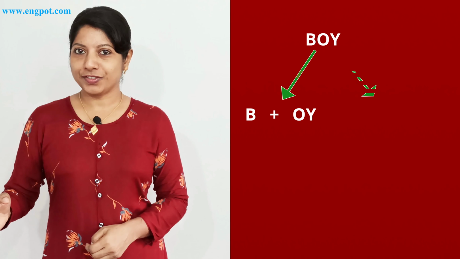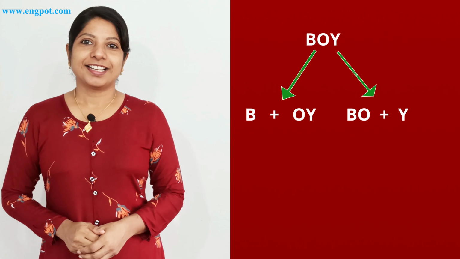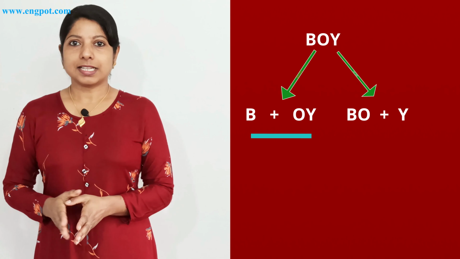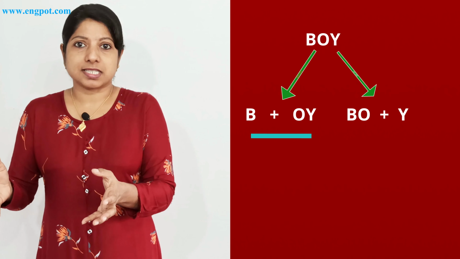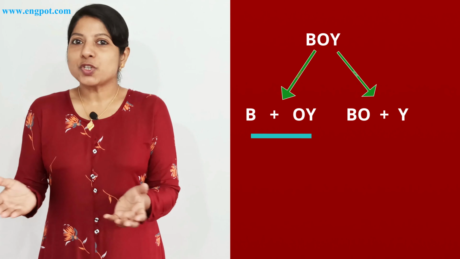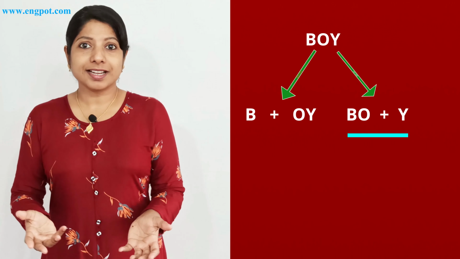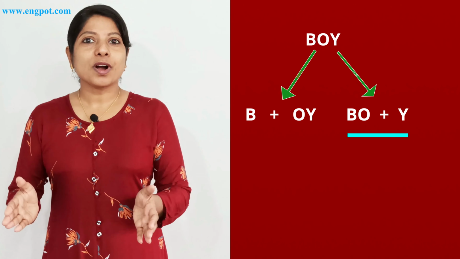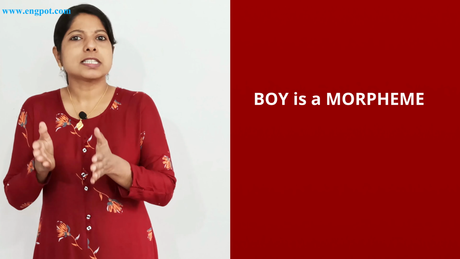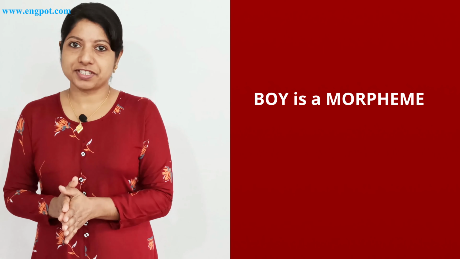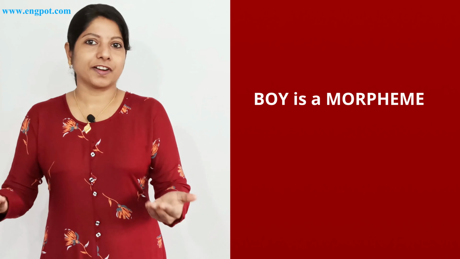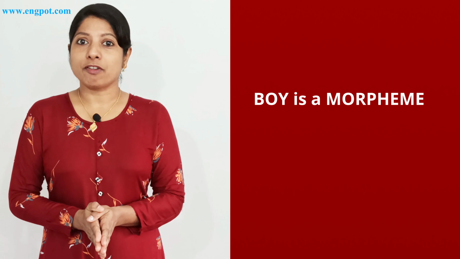Take this example, boy. Let's try to divide this word into different parts. Either you can divide it as B and OY or BO and Y, isn't it? Now, in the first division, that is B and OY, the two divided parts are meaningless. They don't perform any grammatical function, isn't it? And in the second division, same. Meaningless, no grammatical sense. Hence, the word boy is a morpheme because it has a meaning and it is indivisible. You can't split this word further. So you can call it a morpheme.